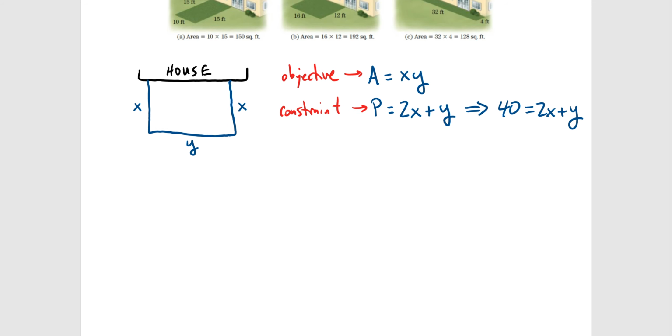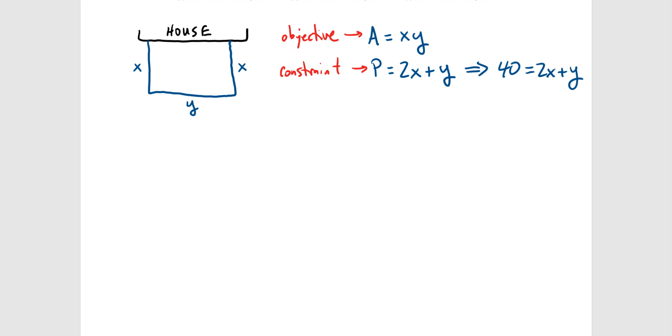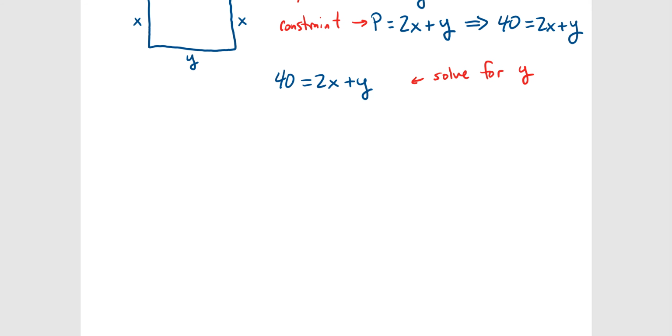Okay, so we want to maximize area. So we need to first get one equation with one variable. That means we need to start with our constraint equation and solve for one of the variables. It does not matter which one. Then we're going to take it and plug it into the other equation. It's essentially like the substitution method for solving equations. It's going to be easiest to solve for y because all we have to do is subtract 2x on the other side. So we get y equals 40 minus 2x.